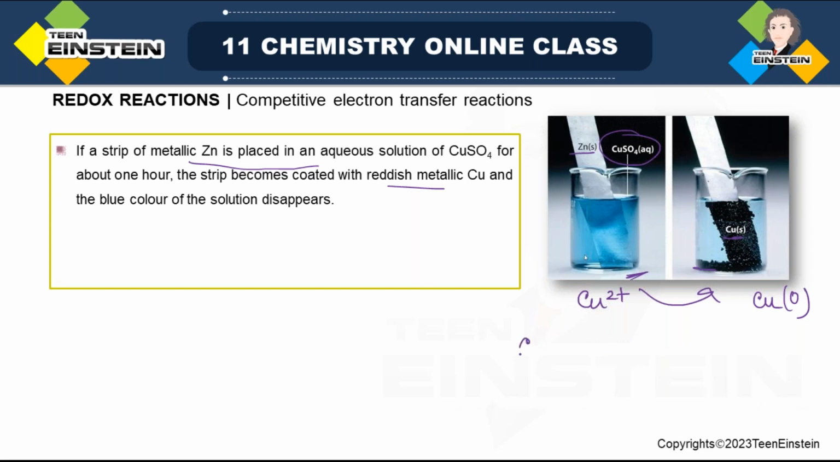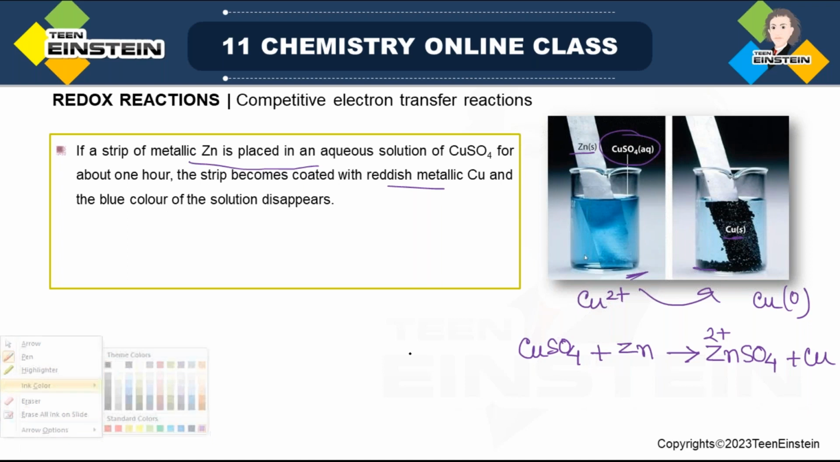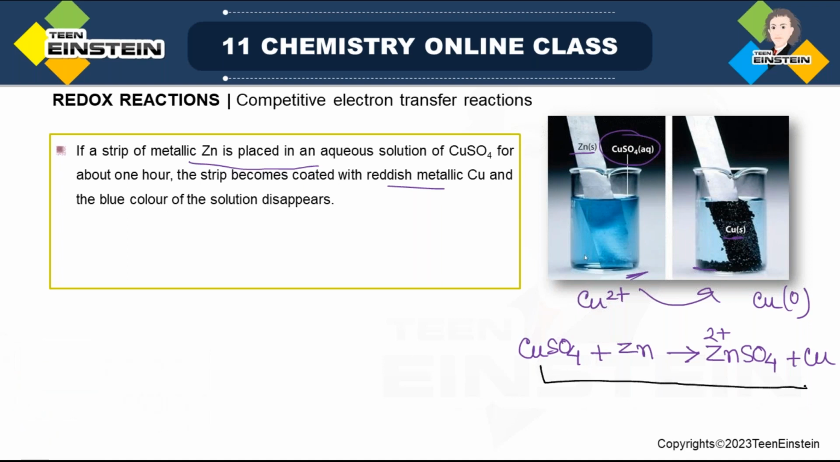Here the reaction that is occurring is CuSO4, which is the source of copper 2 plus. Then we have dipped zinc, and after the reaction there is formation of zinc sulfate. That means now the oxidation state of zinc is 2 plus. So in this case, what is basically happening? Here copper is reduced to copper 0 and zinc is oxidized to 2 plus.